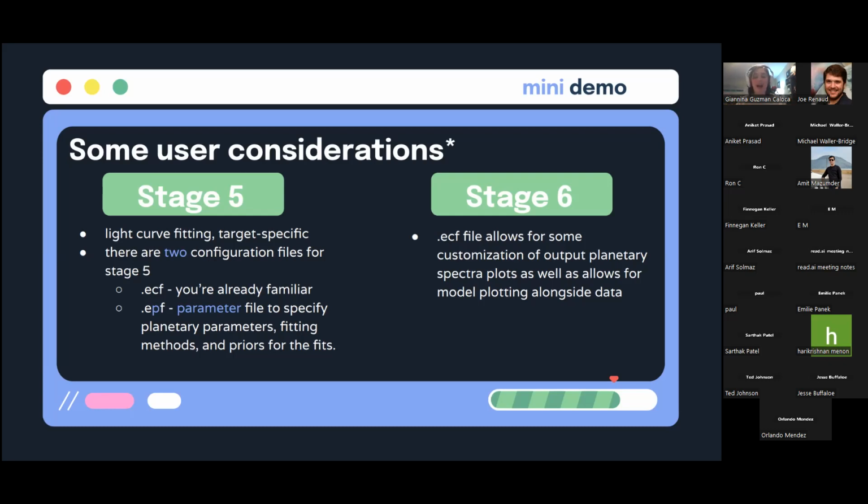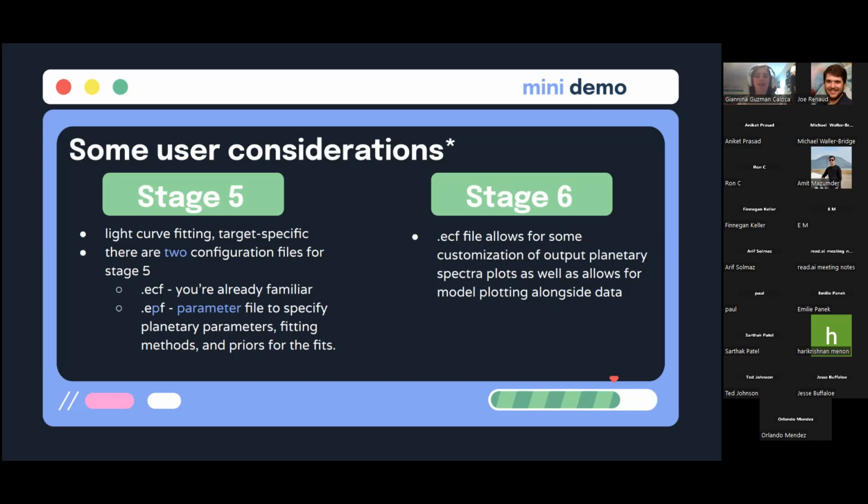And again, stage 5 does all of its magic, and stage 6 outputs the planetary spectra. So for stage 6, the ECF file basically allows for customization of output planetary spectra plots, and also allows for you to plot whatever model you want to plot alongside the data.